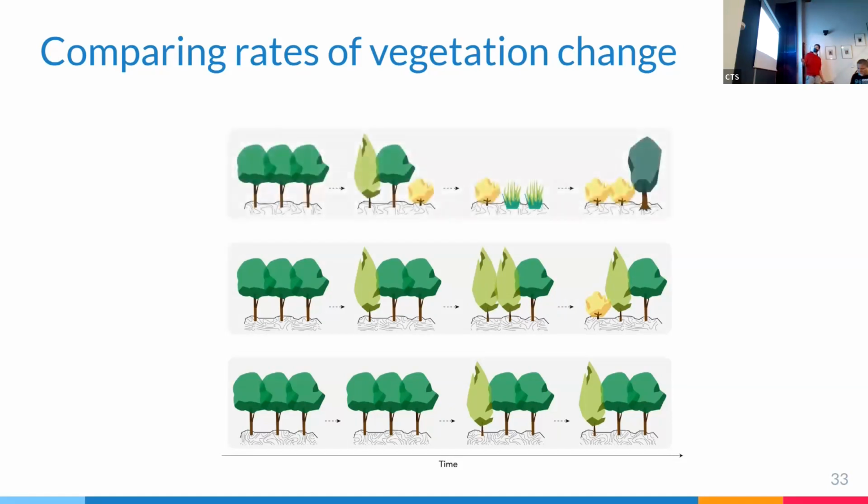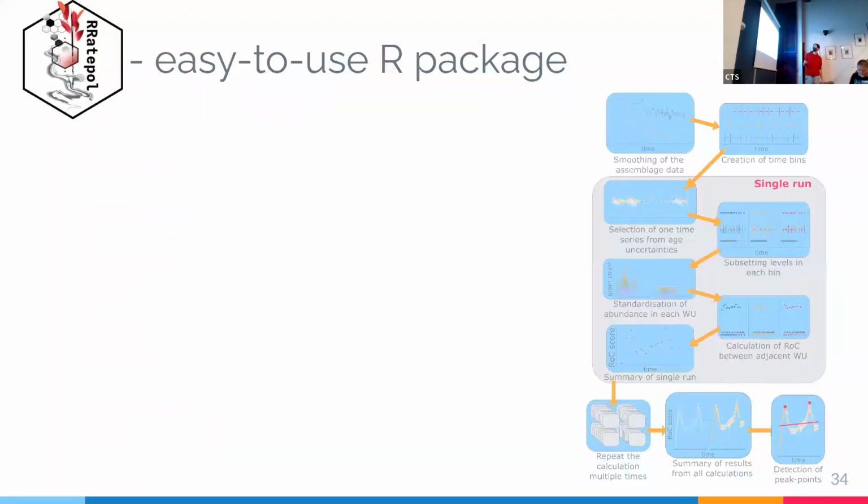And then with this last one, with each time step we see completely different ecosystems, right? There are completely different species, etc. So you can say that these three have different rates of vegetation change, because the top one is changing the fastest. And again, this artwork is done by Milan, my really good friend. She's super talented.